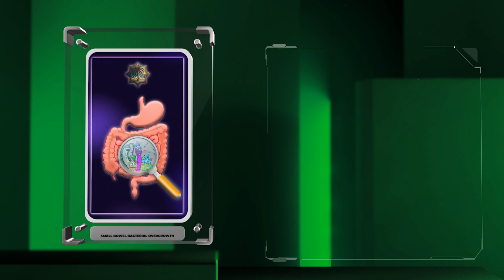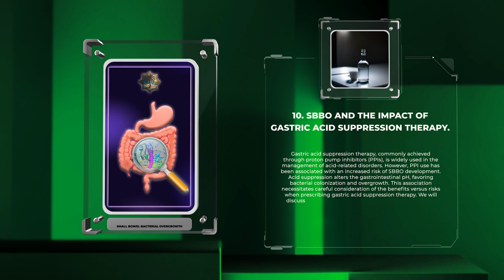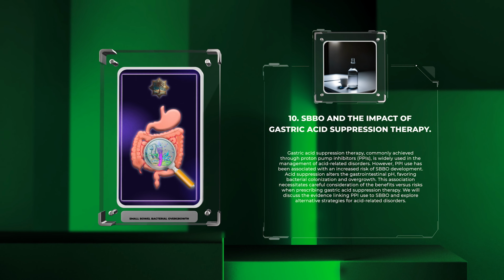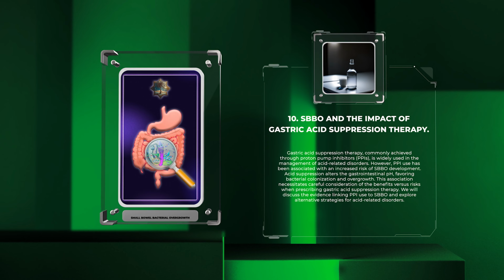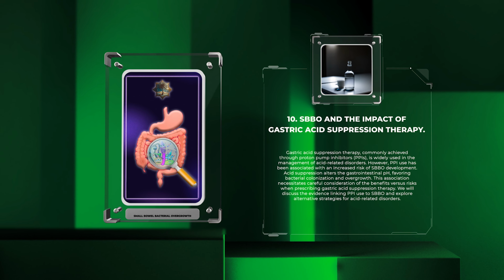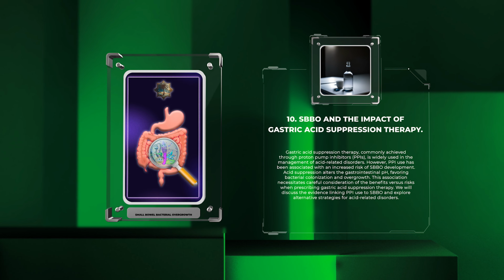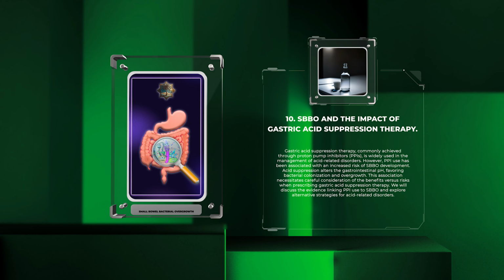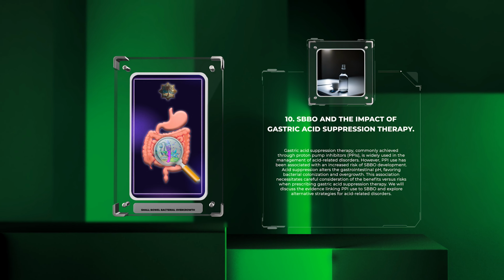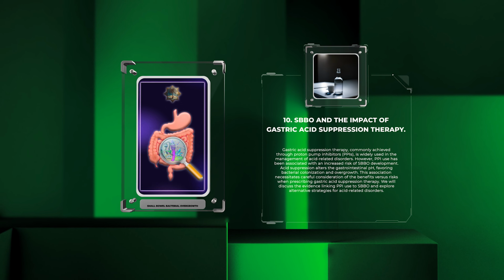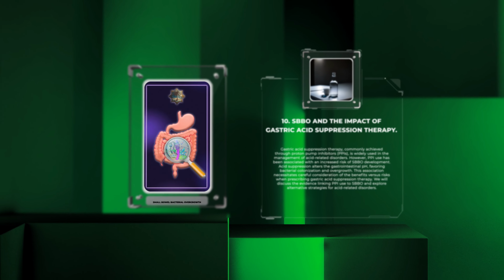Gastric acid suppression therapy, commonly achieved through proton pump inhibitors, PPIs, is widely used in the management of acid-related disorders. However, PPI use has been associated with an increased risk of SIBO development. Acid suppression alters the gastrointestinal pH, favoring bacterial colonization and overgrowth. This association necessitates careful consideration of the benefits versus risks when prescribing gastric acid suppression therapy. We will discuss the evidence linking PPI use to SIBO and explore alternative strategies for acid-related disorders.